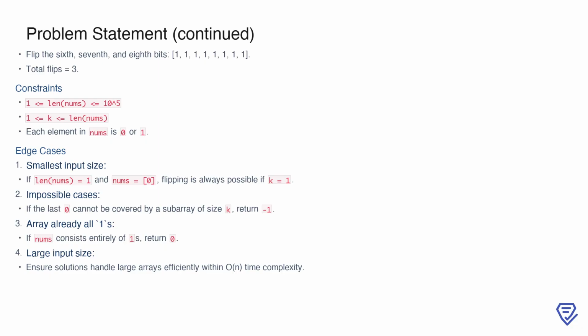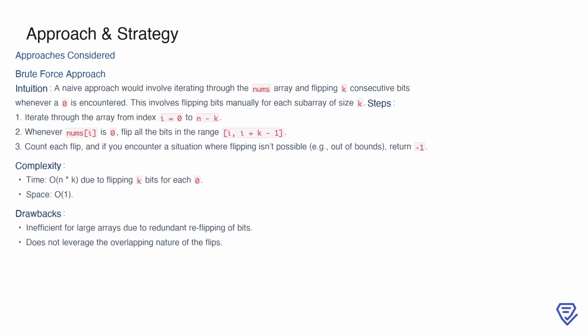To tackle this problem, one initial approach we could consider is the brute force method. The idea here is straightforward: iterate through the array, and whenever we encounter a 0, flip the next k consecutive bits. This involves manually toggling each bit in the subarray of size k. The steps include iterating from the start of the array up to the point where a k-sized window can still fit. If the current bit is 0, we perform a flip operation on the range i to i plus k minus 1 and count that flip. However, if we reach a point where flipping is no longer possible due to the window going out of bounds, we return -1, indicating that the task cannot be completed.